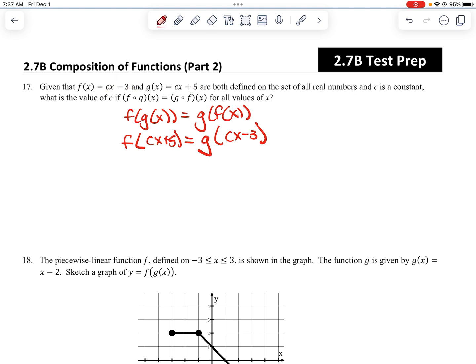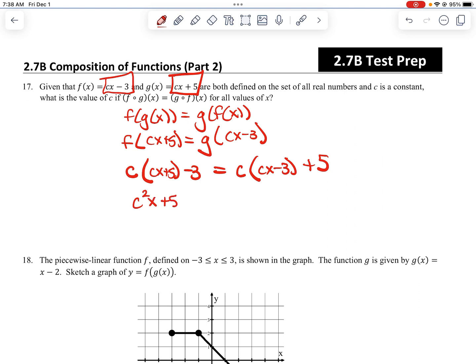Okay, so I go to my f function, which is right here. So I replace the x with cx plus 5 minus 3 equals, I go to my g function, so c, but I replace the x with cx minus 3 plus 5. So if I distribute here, I got c squared times x plus 5c minus 3. Over here, c squared minus 3c, there's an x there, plus 5. Well, those are the same on each side. So now I'm just solving the equation.